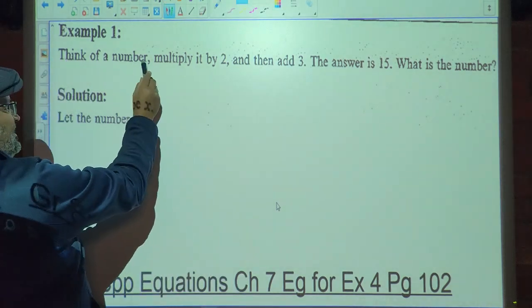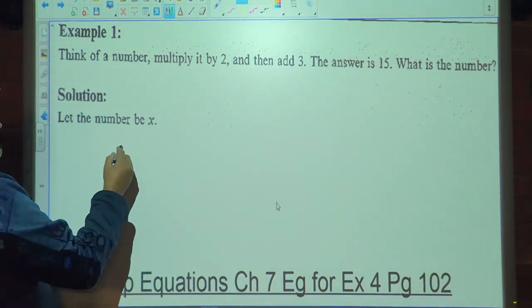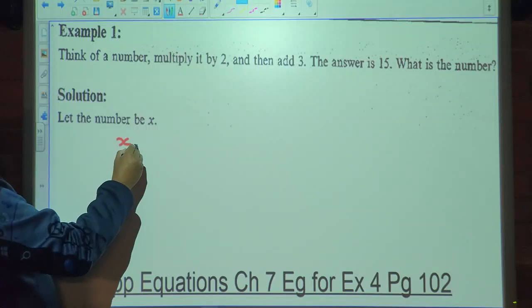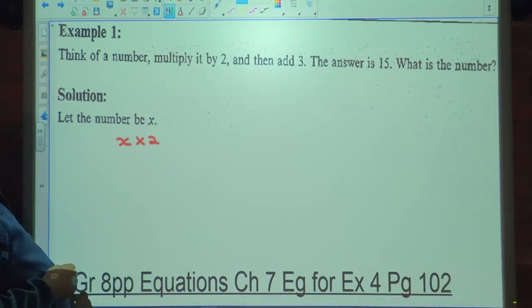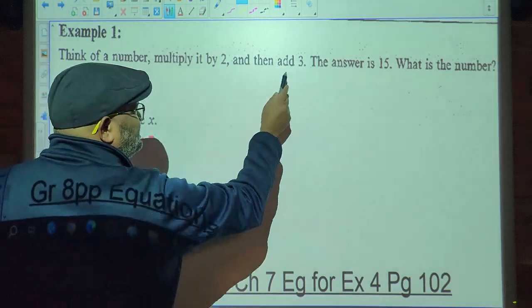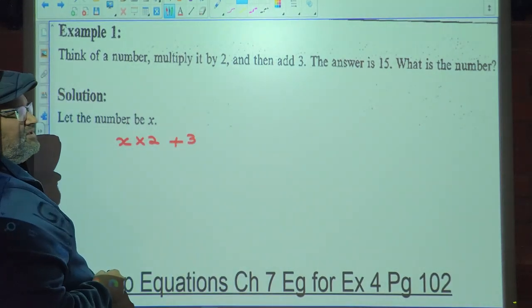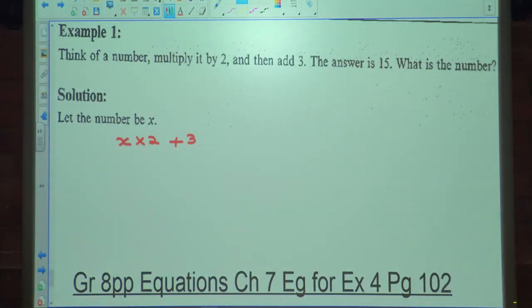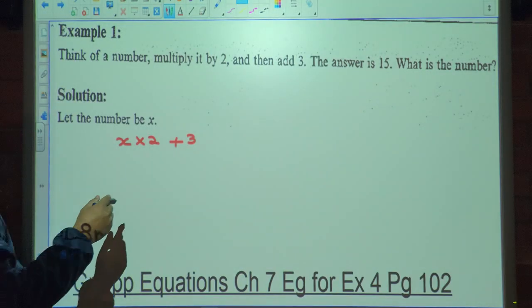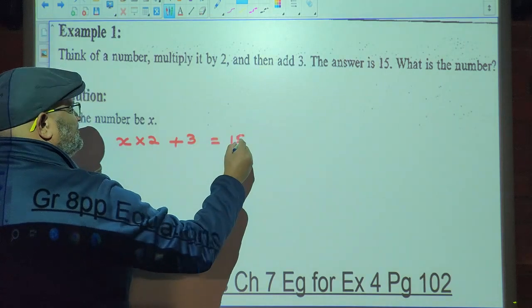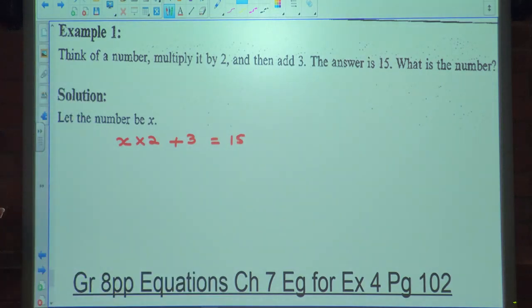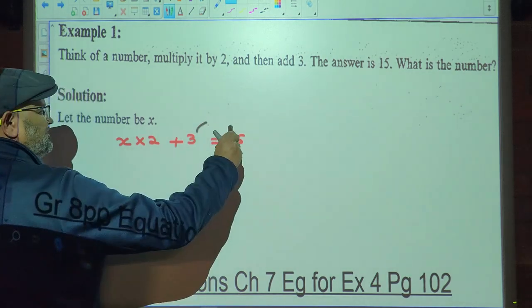So think of a number. So the number is x multiplied by 2. So what do I write? x times 2. Then add 3. So it's going to become plus 3. The answer is 15. So it will be equal to 15. So what did this now become to us? An equation. And we now have to solve this equation. Not so? x is one side, numbers are the other side.